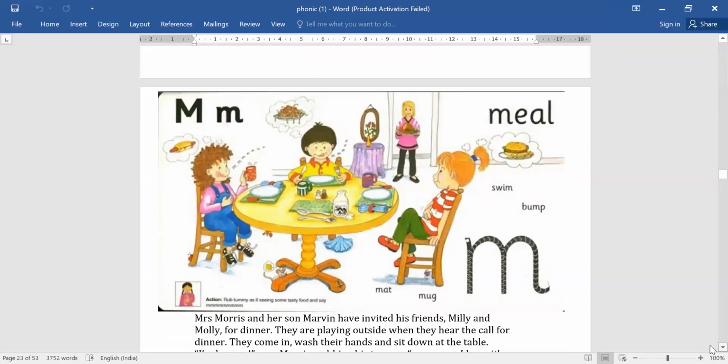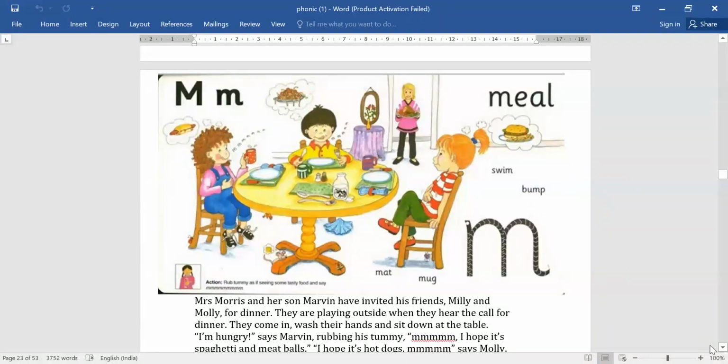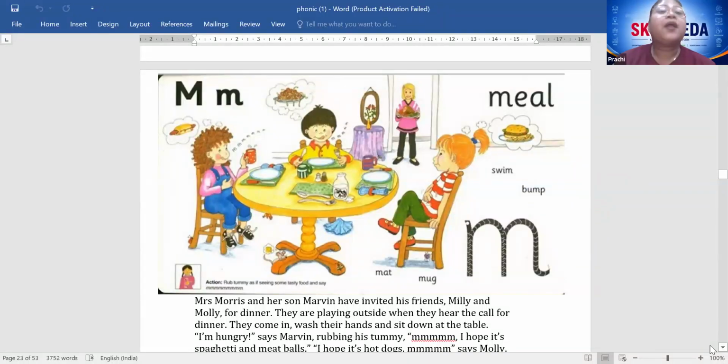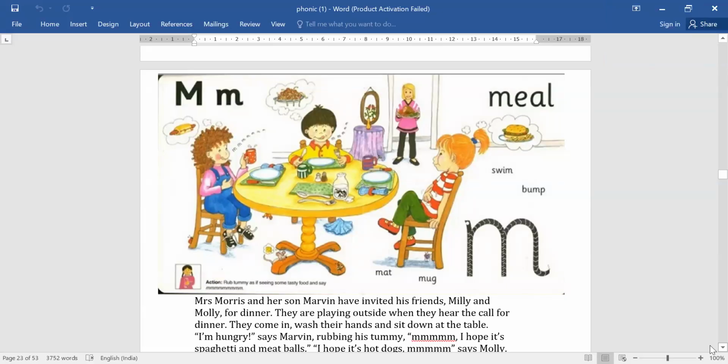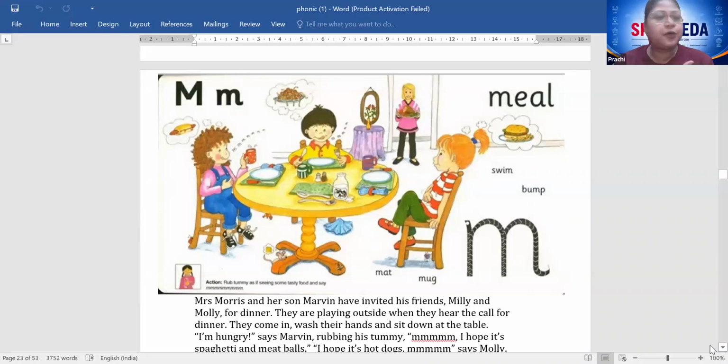Capital M, small m, and the sound is mm. The action says put your hand on your stomach and rub your stomach. Mm. Yes, like you are having yummy food. Today you got a very yummy meal, and your stomach is full.